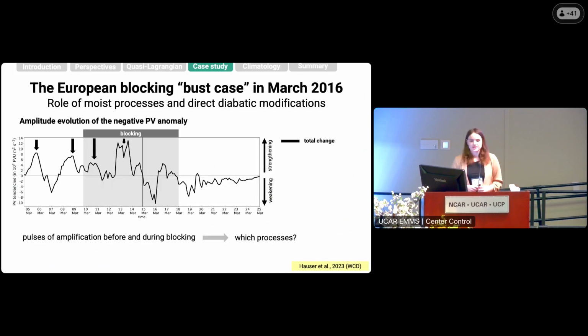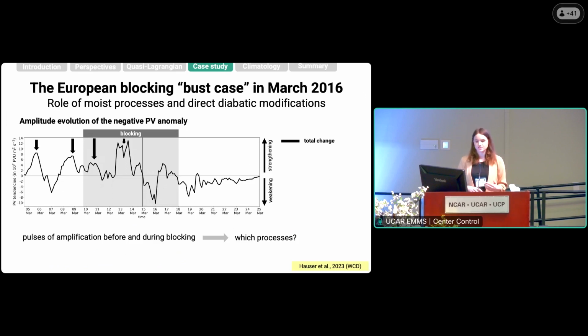What we can do then in the next step is to look at the amplitude evolution of these negative PV anomalies. And you can see the full lifetime, so this is shown on the x-axis. I marked again where we had this active blocking region over Europe. And you can see PV tendencies. Everything that's positive here points to a strengthening in amplitude, everything that's negative points to weakening. And in the black line, you can see the total change in the amplitude.